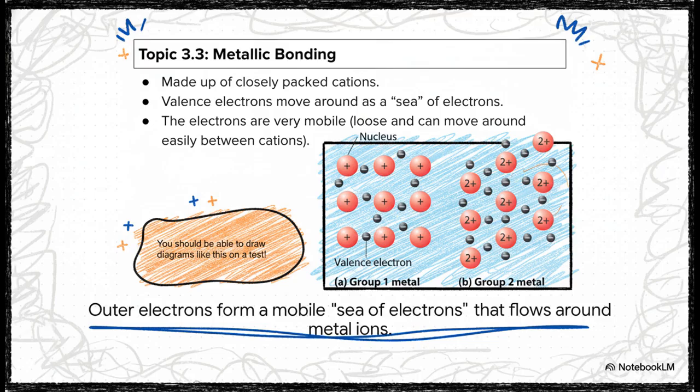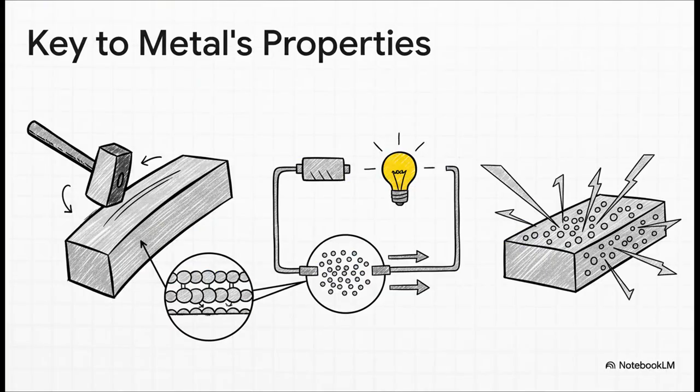This creates what scientists call a sea of electrons that can just flow freely all around these positively charged metal ions. It's not about heists or one-on-one sharing. It's a what's mine is yours kind of deal. Everybody's electrons belong to everybody. And this sea of electrons idea, it's basically the secret sauce that explains everything we know about metals.